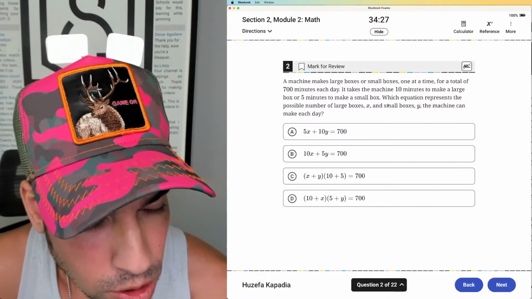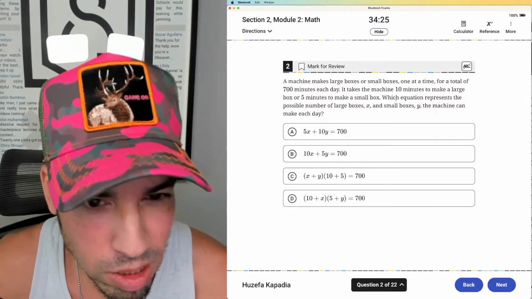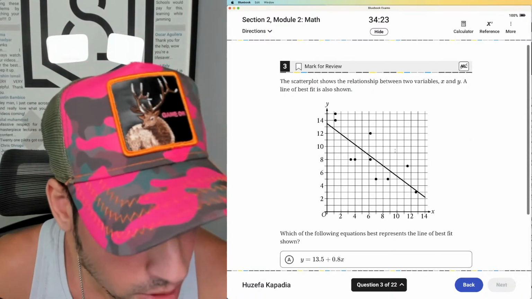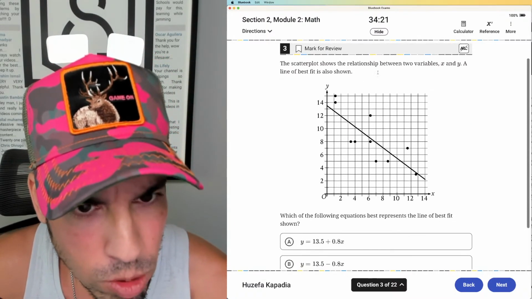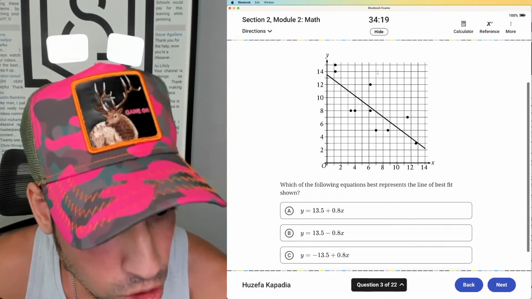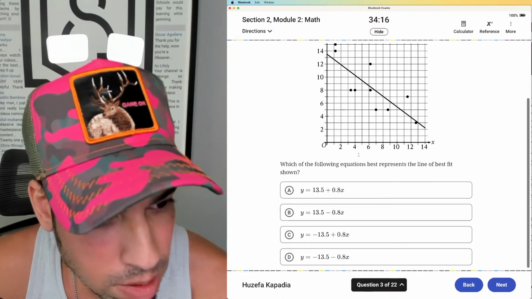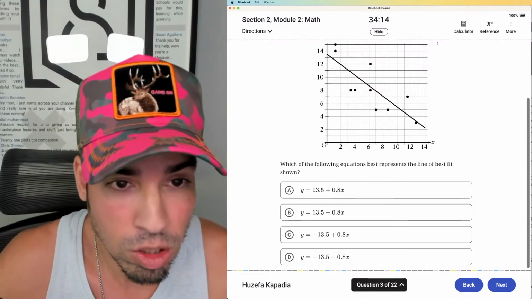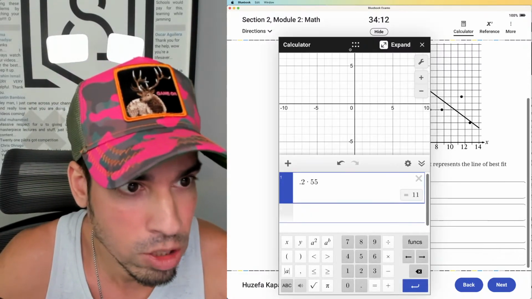You can't really use Desmos on this kind of question because you have to understand what it's talking about and how to frame it. Okay, the scatter plot shows the relationship between two variables, x and y. A line of best fit is also shown. Which of the following equations best represents the line of best fit shown? Yes, you can totally do this in Desmos. Okay, watch this. Here we go.